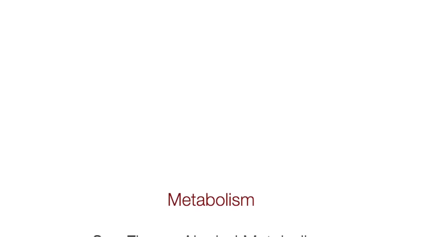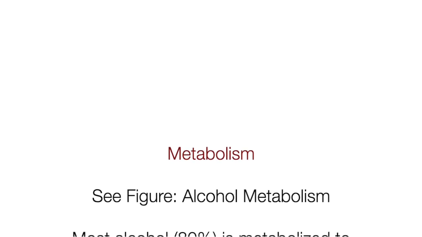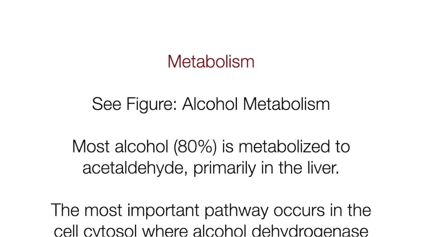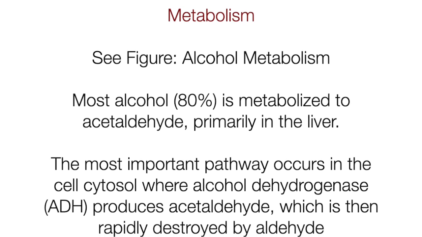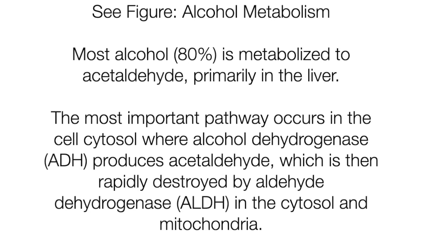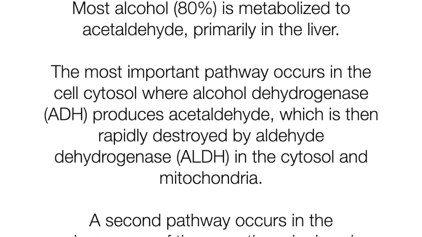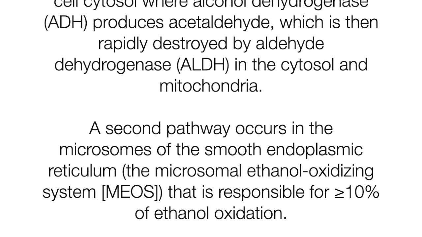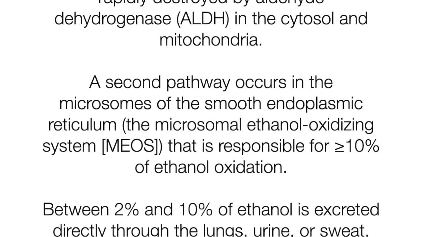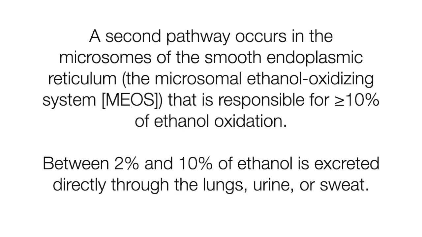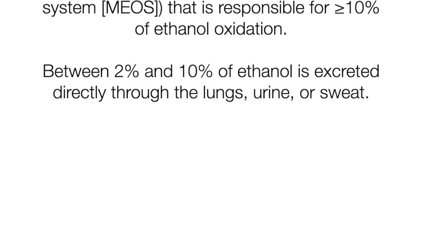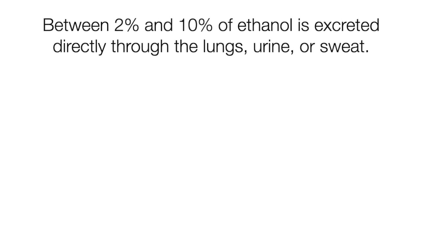Metabolism of alcohol. See the earlier figure shown, alcohol metabolism. Most alcohol, 80%, is metabolized to acetaldehyde primarily in the liver. The most important pathway occurs in the cell cytosol where alcohol dehydrogenase produces acetaldehyde, which is then rapidly destroyed by aldehyde dehydrogenase in the cytosol and mitochondria. A second pathway occurs in the microsomes of the smooth endoplasmic reticulum, the microsomal ethanol oxidizing system that is responsible for around 10% of ethanol oxidation. Between 2 and 10% of ethanol is excreted directly through the lungs, urine, or sweat.